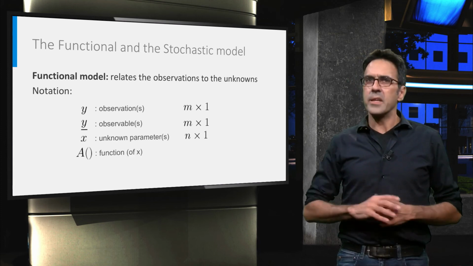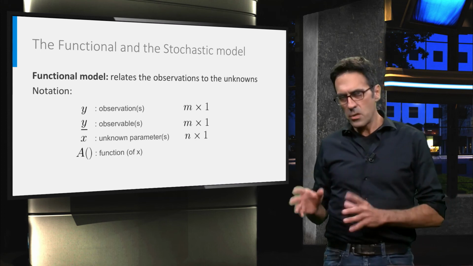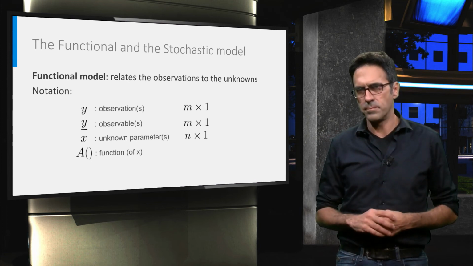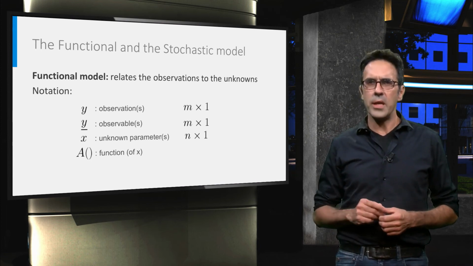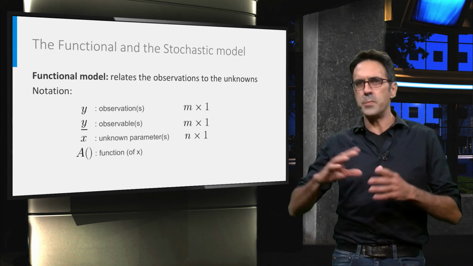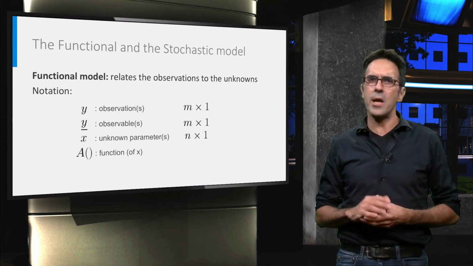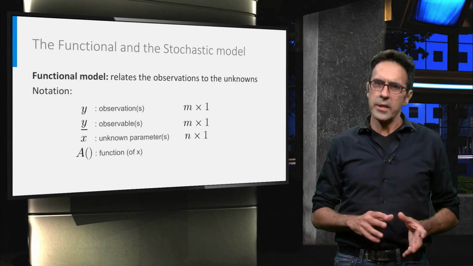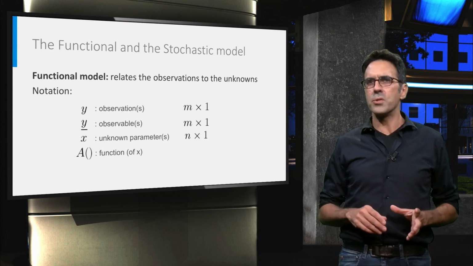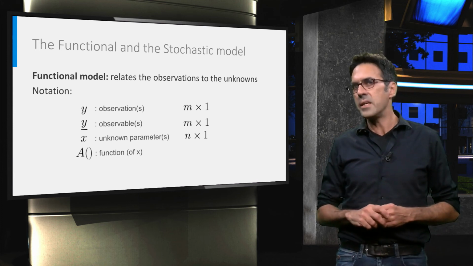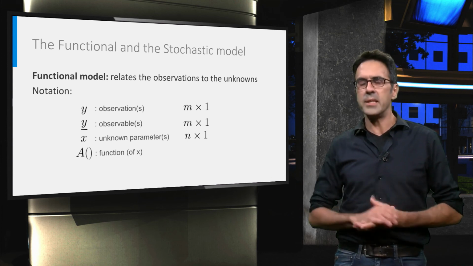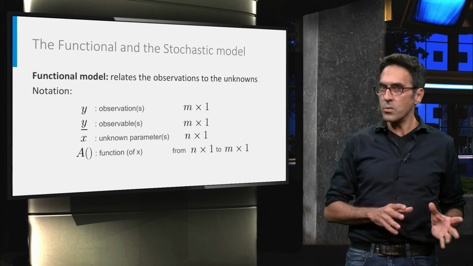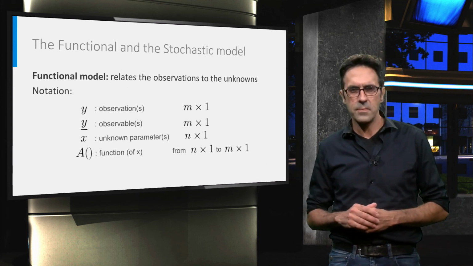The functional model itself gets its name from the function that relates the unknown parameters to the observations. Remember that we call that the forward model. The notation for this functional relation is A, and then brackets behind it, where we can add the unknown parameters within these brackets. The functional relation can be a nonlinear relation, but in some cases we can also deal with it as a linear relation. In that case, A will become a matrix, as we will see later on. In any case, this functional relation converts the n unknowns to the m measurements.